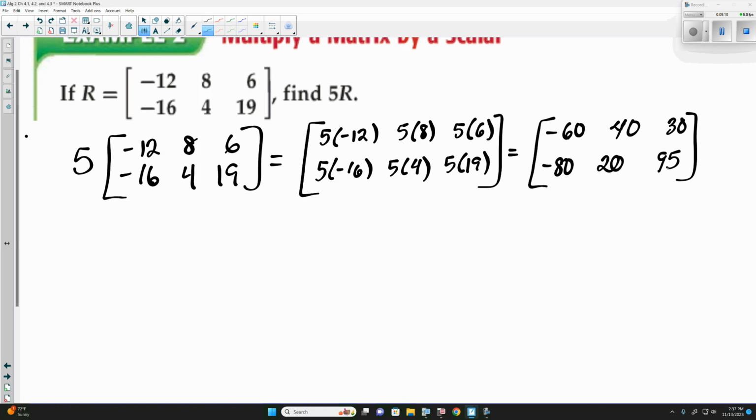Questions on this here? Questions on this scalar multiplication so far?